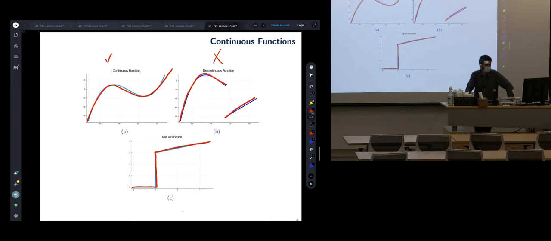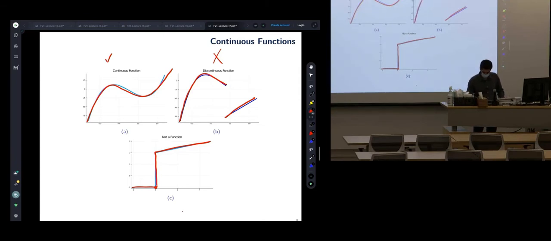Luke says it fails the vertical line test. Okay. Yes, it's not a function because of this vertical line, which means that it's taking a single point in the domain and mapping it to multiple values in the range. That violates the condition for being a function, regardless of being continuous or not, right?